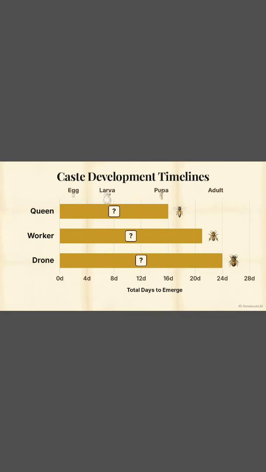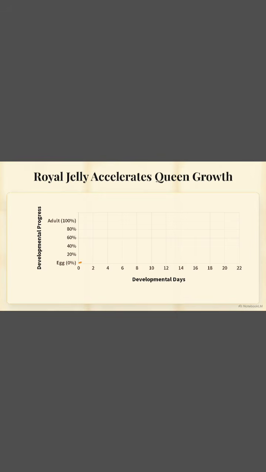Let's lock this in. I'm going to hide the numbers. Pause the video here and try to fill in the exact day counts for the queen, worker, and drone yourself. Memorizing these specific numerical differences is a classic requirement for the SEE exam. Examiners test these timelines to verify your understanding of how nutrition impacts biological growth rates.